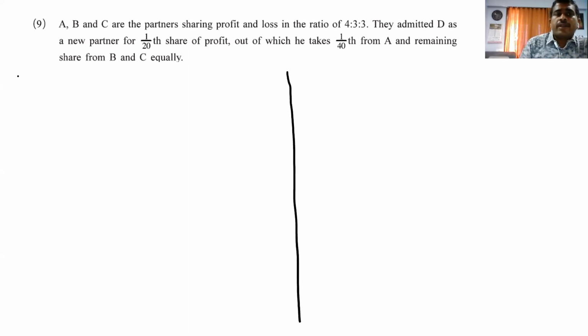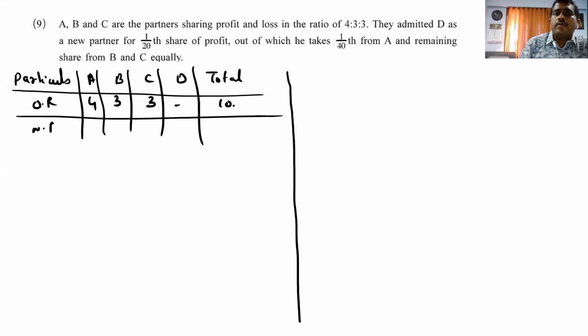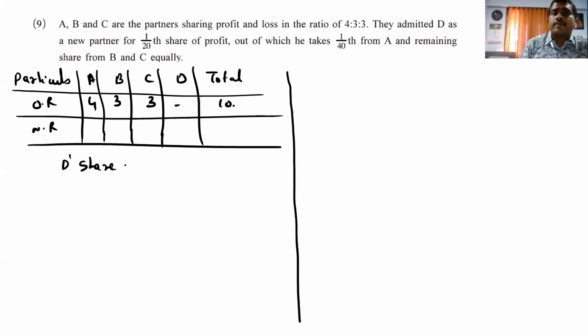So write down particulars: A, B, C, D, and finally total. Old ratio 4, 3, 3, total 10. New ratio is left to calculate. They admitted D as a new partner. So who is the new one? D. D's share, how much?